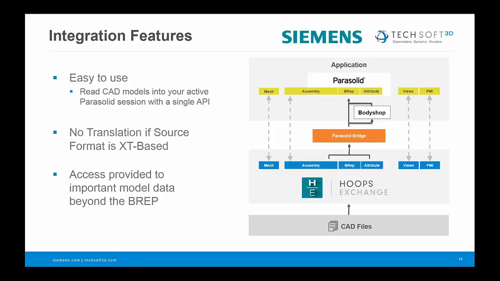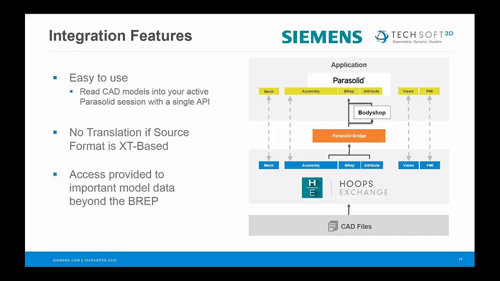The one thing is that, as I mentioned, when you get beyond the BREF, there is important information there. For example, the assembly tree was something I was talking about, the views and the PMI. If you want to get access to that data, Exchange provides the capability, and you can work at a lower level where you essentially just get the bridge to work at a part level, providing all the BREF data at that lower level. Great.